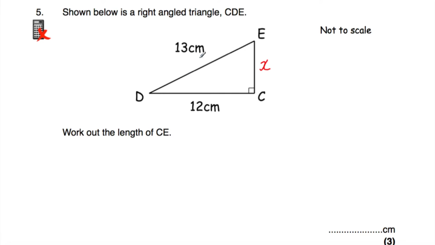Let's just call it x. So we want to find the length of that side. So let's write down Pythagoras' theorem. So we've got a squared plus b squared equals c squared.